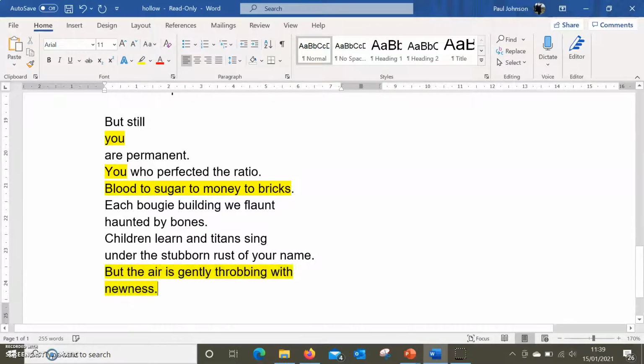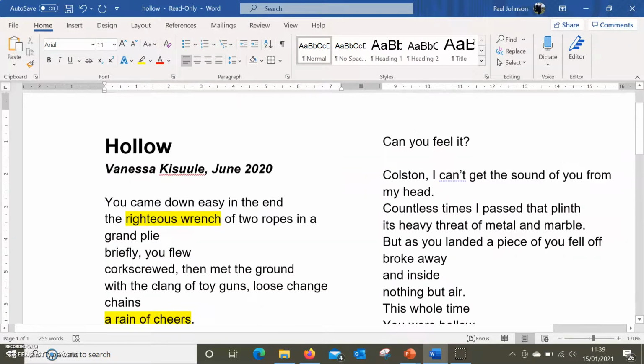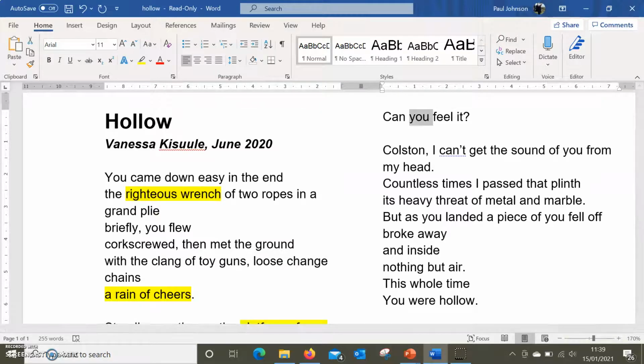So that's almost personifying the air, like there's change in the air, like the statue being ripped down was the first event in many things that are changing. "Can you feel it?" There's that direct address again with a rhetorical question. "Colston, I can't get the sound of you from my head. Countless times I passed that plinth, its heavy threat of metal and marble."